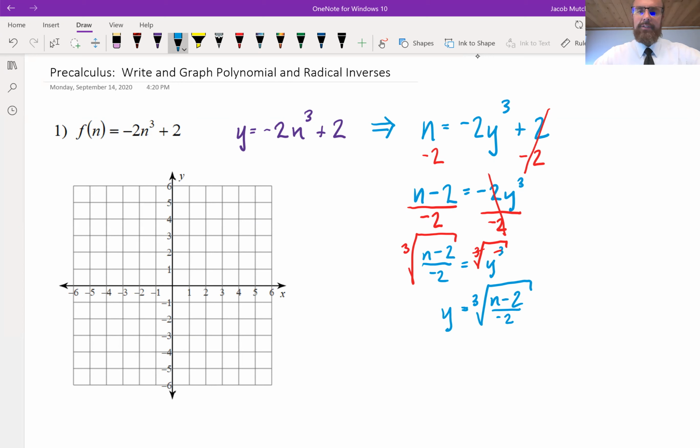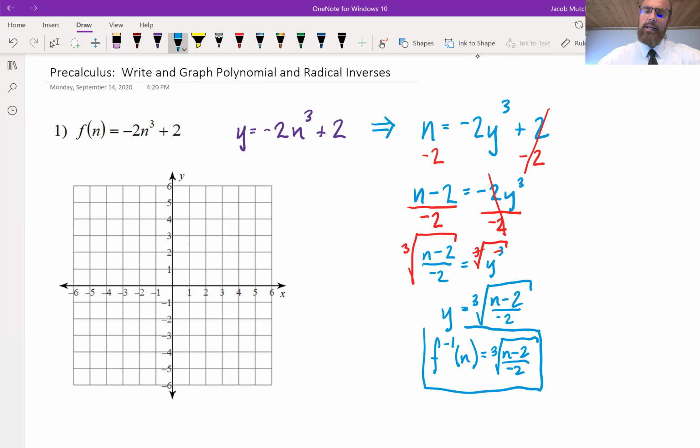Just to indicate that that is the inverse, I'm going to switch over to the f of n notation. So f, really the inverse of f of n equals the cube root of n minus 2 divided by negative 2. So at that point, we're ready to graph. And for polynomial and radical functions, it's usually most convenient to use a graphing calculator. So let's head over to Desmos and get a table that we can graph from.